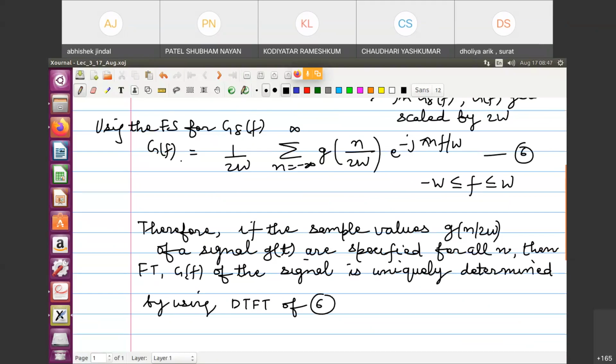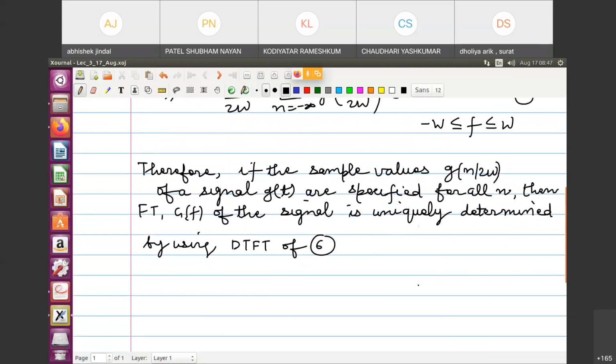So you can see that this G(f), which is the Fourier transform of the original unsampled signal, I can write as this. This is nothing but a Fourier series or discrete time Fourier transform, where I am evaluating the discrete time Fourier transform of the samples of the original signal, the unsampled signal. And over this interval minus W to W, this DTFT is nothing but the Fourier transform. So this observation gives us the underlying principle of sampling theory.